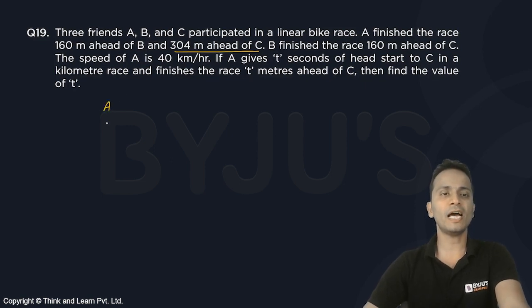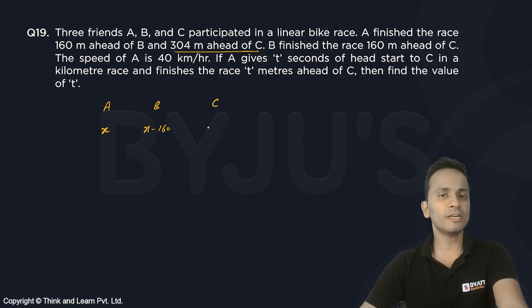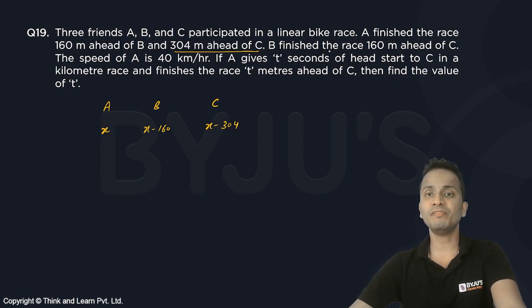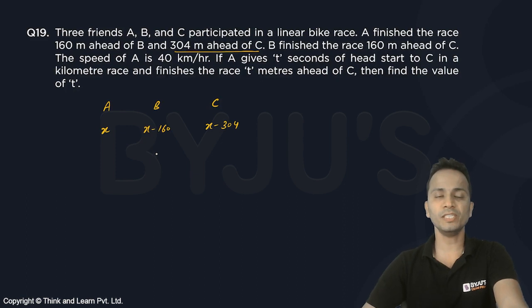So when A has traveled x meters, B will travel 160 meters less than A, and C will travel 304 meters less than A. Okay. Now in another race, if B finished the race 160 meters ahead of C, so if B will travel x, C will travel x minus 160. Okay. So now you can equate the distance traveled by B and C.